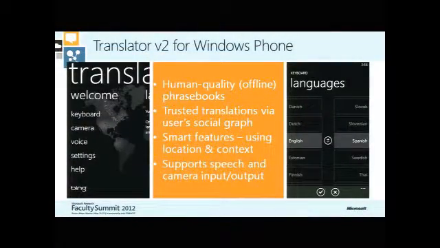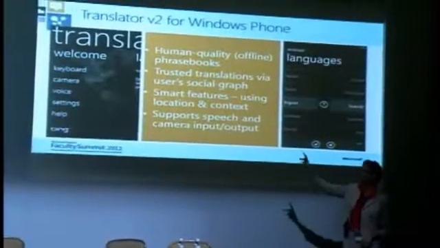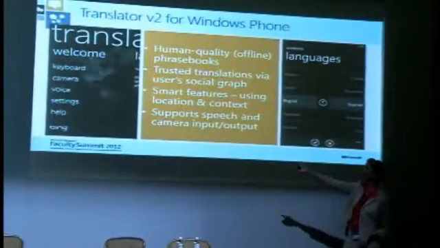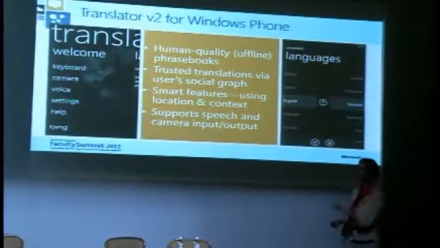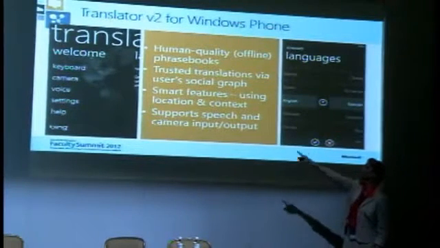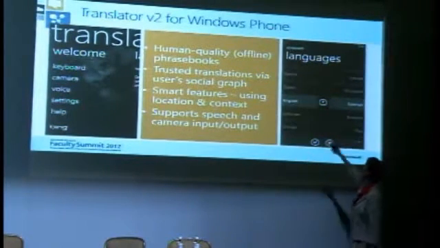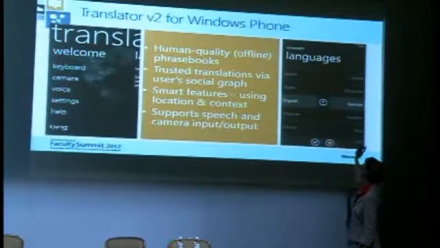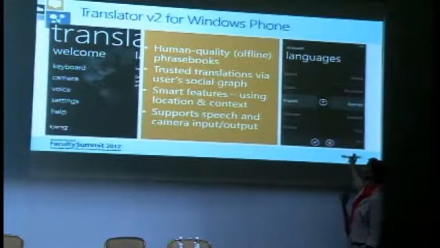So what it looks like is this. When you load the system, you come in and it shows you a startup page. There's a keyboard, camera, voice. So literally the camera on your phone is where you can capture images. So it's asking you what is the input that you're going to be using. And then over here is where you actually select which languages that you want to translate between.